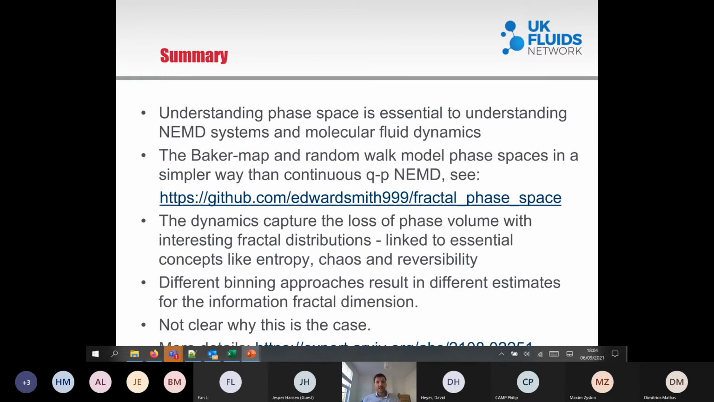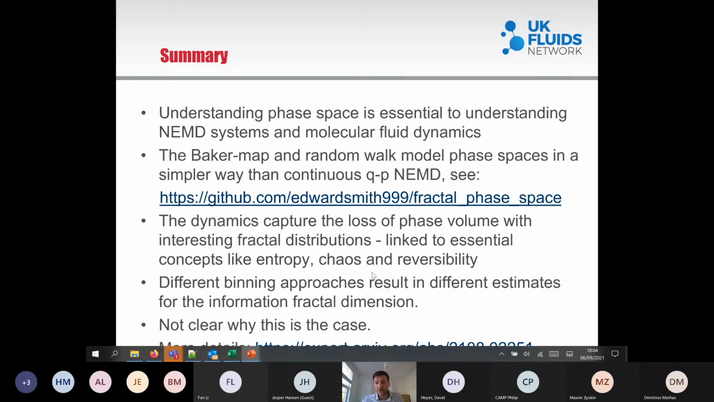So that's it really. So understanding phase space is essential to understanding NEMD. The Baker map and also the continuous walk, which is even simpler, is probably the simplest way to understand this kind of multifractal nature of phase space that is underlying all of these kind of concepts of entropy and the interesting phenomenon. These codes are essentially, the actual core of the code is 2 lines to actually do these phase maps. Everything else just loops through it and then bins the space. So it's a simple transform and then a binning.